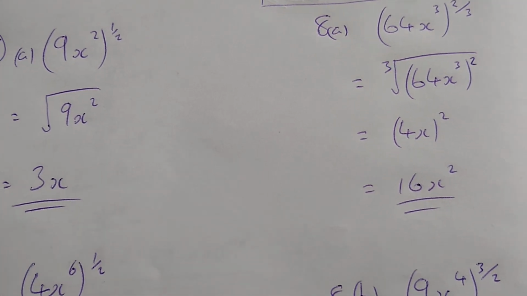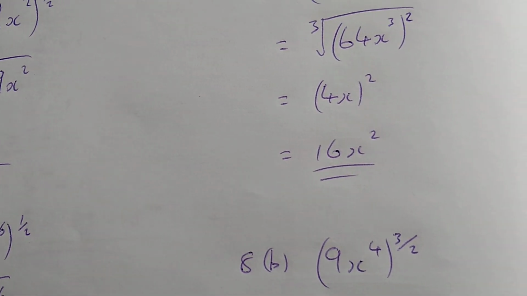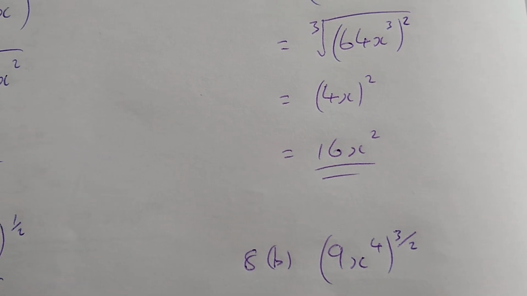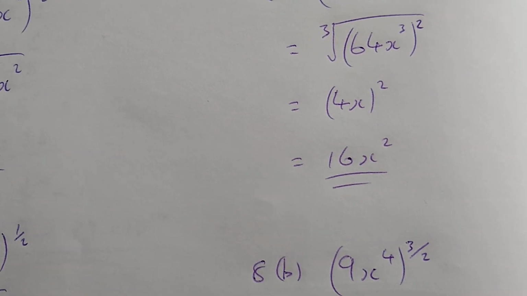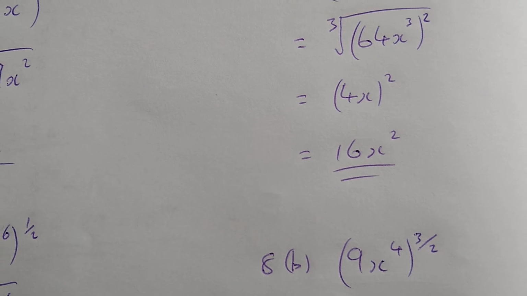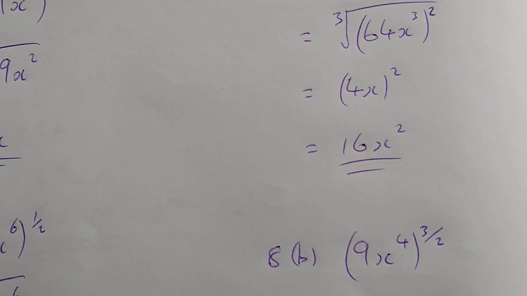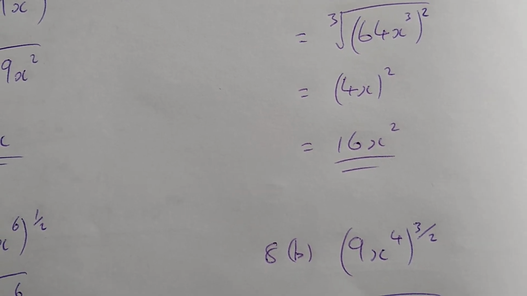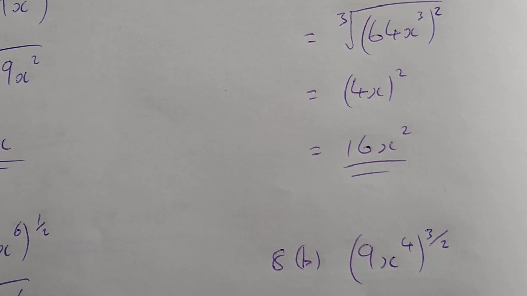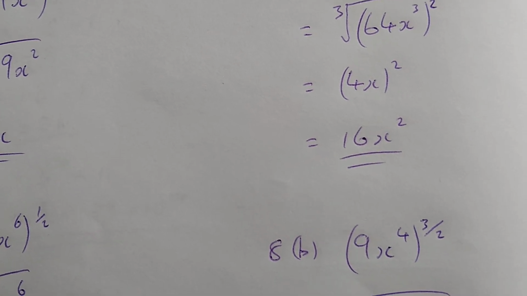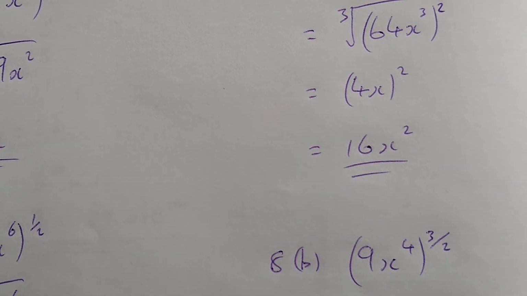So the easier way of doing it is to take the cube root first. So the cube root of 64 is 4, because 4 times 4 times 4 is 64. And the cube root of x cubed is x, because x times x times x is x cubed.